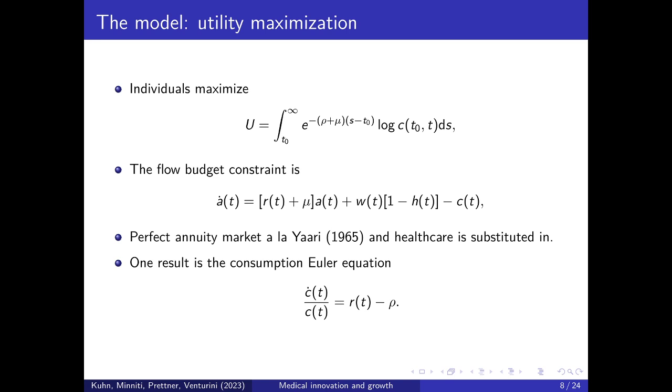Assets are denoted by A, and they accumulate according to this flow budget constraint here. The first term is asset income, consisting of interest income on assets plus the redistribution of annuity markets, because we assume there is a perfect annuity market. So people buy from a life insurance company, and those people who die, their wealth is redistributed among the ones who survive in the case of a fair life insurance company. In other words, the rate of return on assets is augmented by the mortality rate. So this is then asset income.